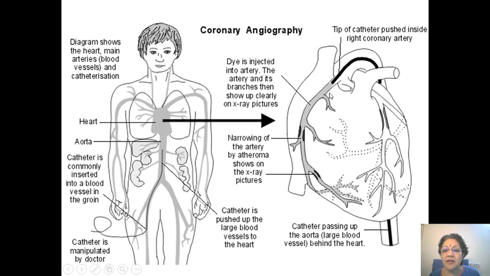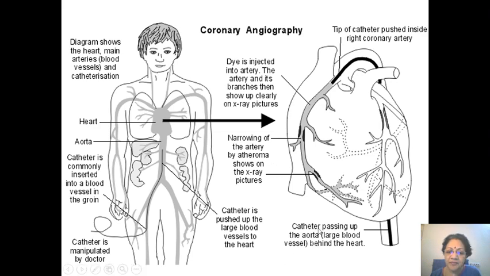So we have threaded it up here, the black line, and we've come to the beginning of the ascending aorta. So you have the coronary sinus, the beginnings of the right and left coronary arteries. Then you thread it into the artery which you want, right coronary in this case, and you inject the dye into the angio. The angio is the blood vessel, and the graphy is that you want to take a picture of it. So the tip of the catheter is pushed inside the right coronary artery and the dye fills it up, and wherever there is a narrowing because of an atheroma, that is your atherosclerotic plaque, it will show in the X-ray picture.